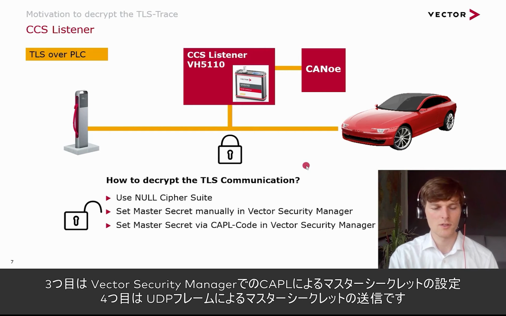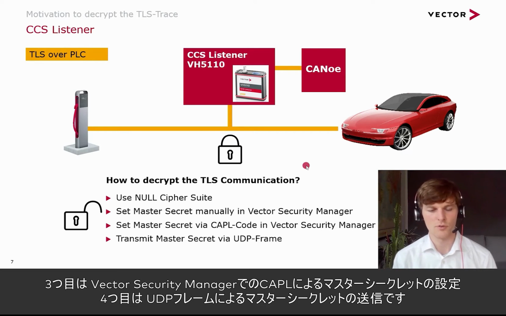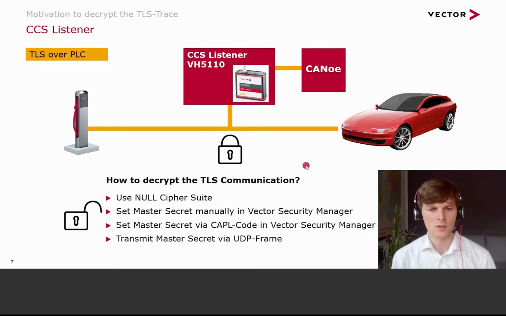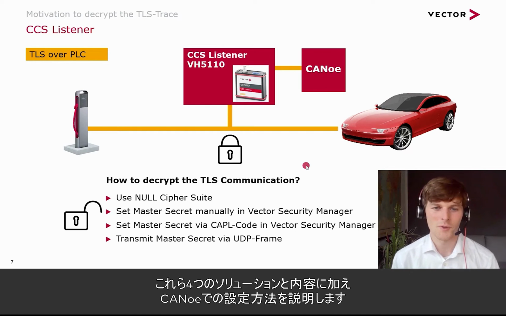Another possibility is you can set the master secret via CAPL code in the Vector Security Manager, or you can transmit the master secret via UDP frame. CANoe will listen to this UDP frame and decrypt your trace automatically. So I want to show you now the four solutions, how they look like and how you can configure them in CANoe.